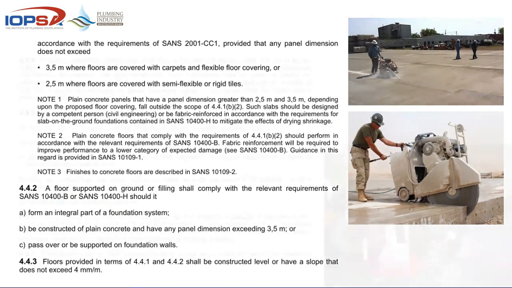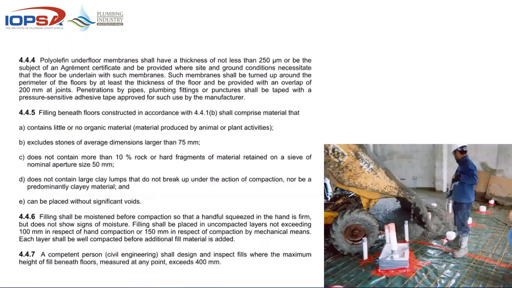the structural element. As far as the plumbers are concerned, you'll find that the requirement is that, yeah, you can see, I shudder to think what's happening under there, but this is the example that I've used. Polyolefin, which is basically a member of, or all members of the plastic family are joined under that, 250 micron, or Agreement certificate. So you'll find that there is the bottom end of the waterproofing. And the point I'd like to raise here is that penetration by pipes, plumbing fittings, or punctures shall be taped with a pressure-sensitive adhesive tape approved for the use.